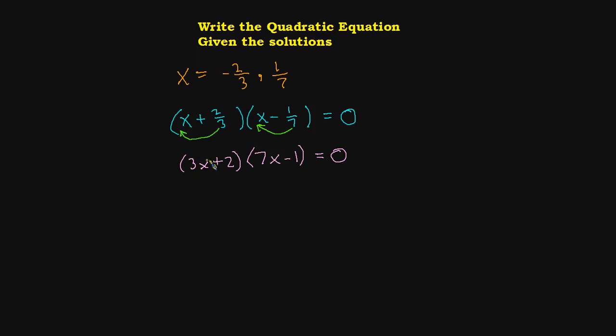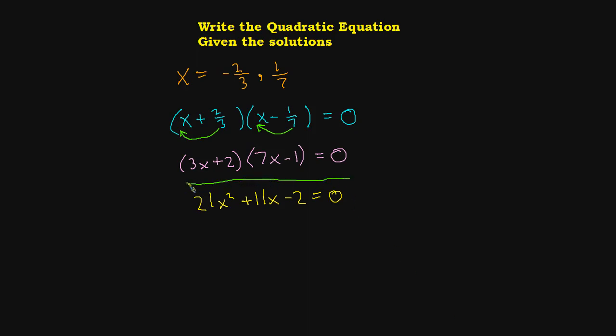All right, so then we'll FOIL and finish this off. This will get us 21x squared, and then 14x, 2 times 7, and then minus 3, so plus 11x, and then 2 times -1, minus 2, equals 0. And that's the final form of our answer.